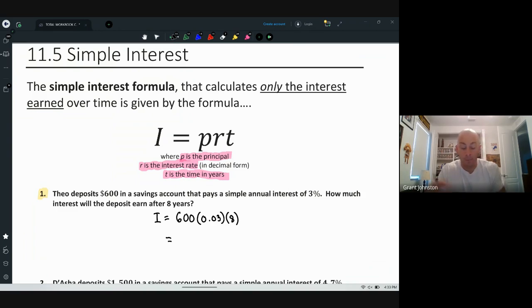Just do the principal, 600, times the interest rate, which is 3% as a decimal, that's 0.03, times the number of years, which is 8. And there you go. That's all you got to do. So 600 times 0.03 times 8. I got 144. So he'll earn $144 of interest. So I'm just going to do that one example for you.